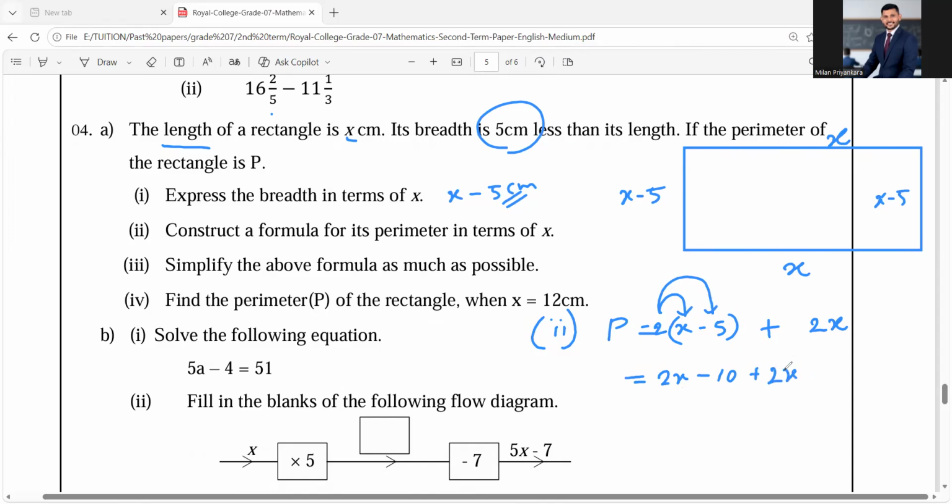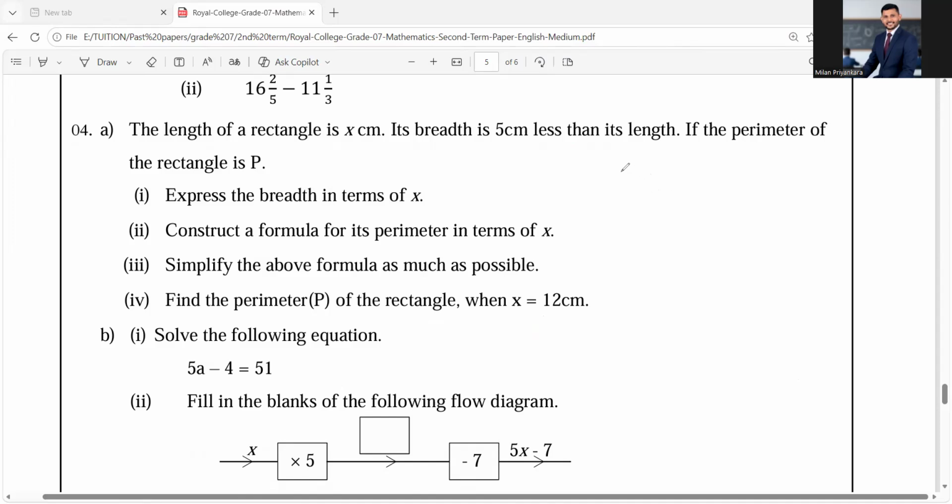Plus 2x is equal to 4x minus 10. Right? Now this is how you get this. Now it is equal to P. Now this is the formula, right? In terms of x. So if you haven't done that part, you can do it this way also.